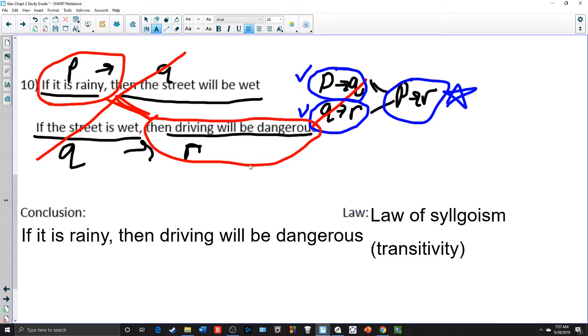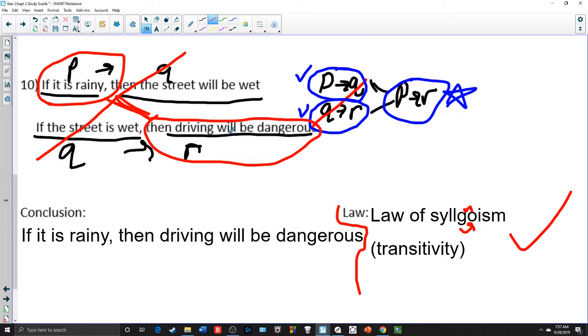And let me draw a little bit of a barrier here so we don't get confused about what's what. So if it's rainy, then driving will be dangerous, and that is a valid conclusion. That is P to R. We want P to R, so this is the correct law to use. We would be using law of syllogism or transitivity. I believe the O goes before the G, so that's my mistake there. I am not the best speller in the world.